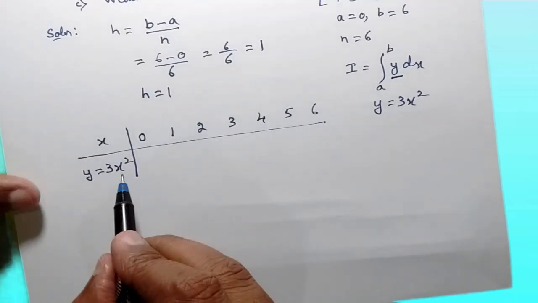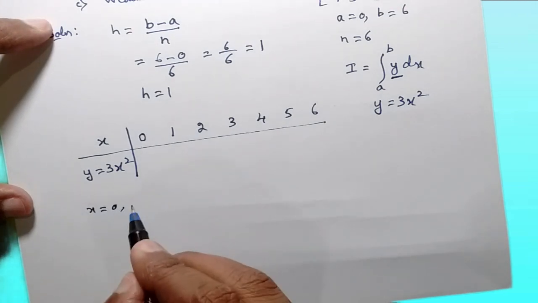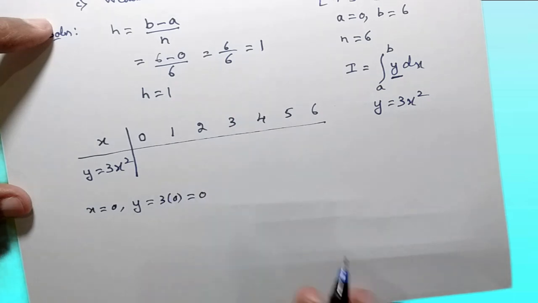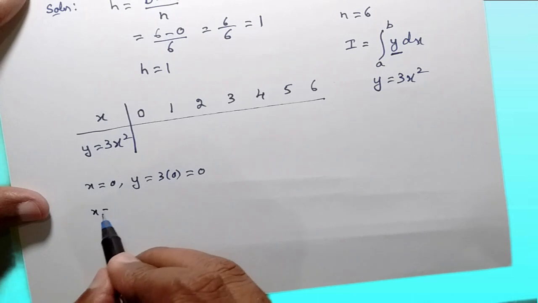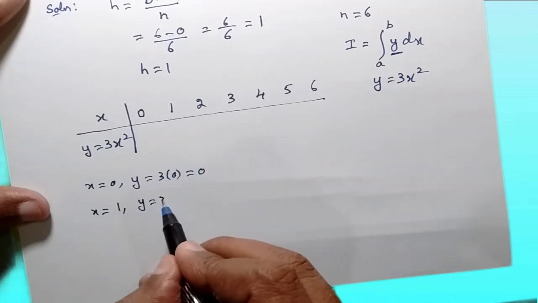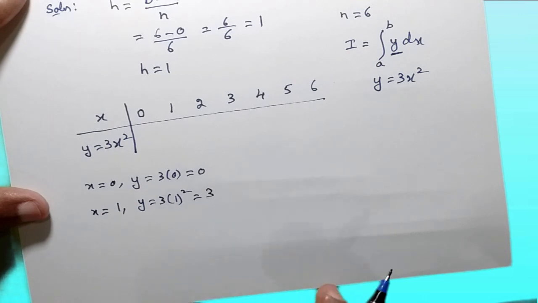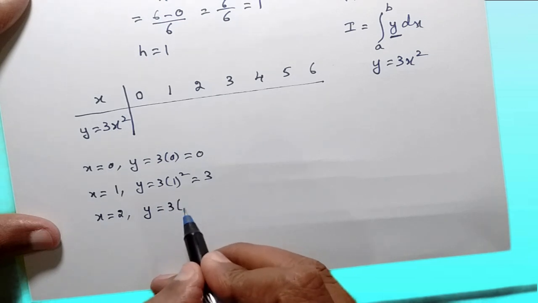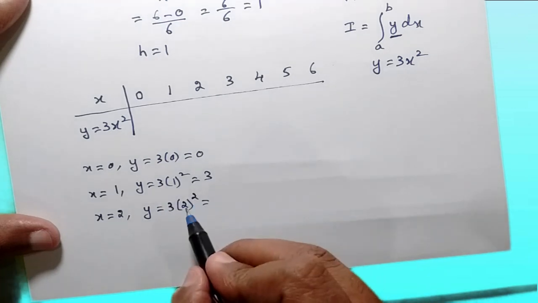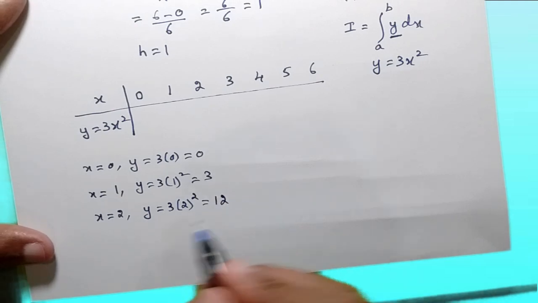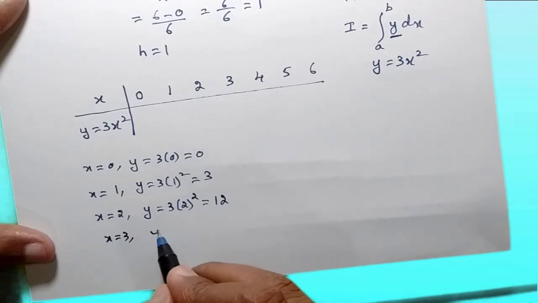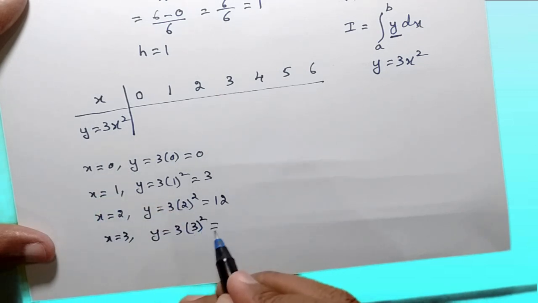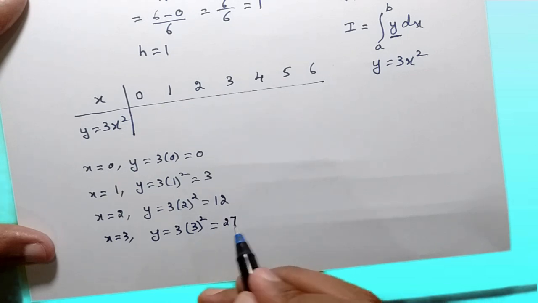Now evaluate the value of y. If I take x equal to 0, what will be the value of y? It is 3x square. So 3 times 0 square is 0 itself. Next, x is equal to 1. So y is 3 times 1 square, which is 3. Then x is equal to 2. So y is 3 times 2 square. 2 square is 4, 4 times 3 is 12. Then x is equal to 3. y is 3 times x square, so 3 square is 9, and 9 times 3 is 27.